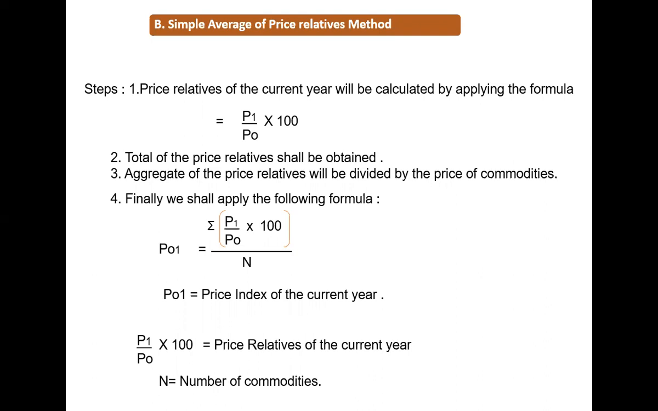Then the next thing is find the sum total of all price relatives you have computed. Then you are going to find the aggregate, just like the mean, divide the total by the number of commodities. That's step 3. And then finally that gives you the price index for the current year. If we are using the simple average of price relatives method for computing the price index, these are the steps you follow.